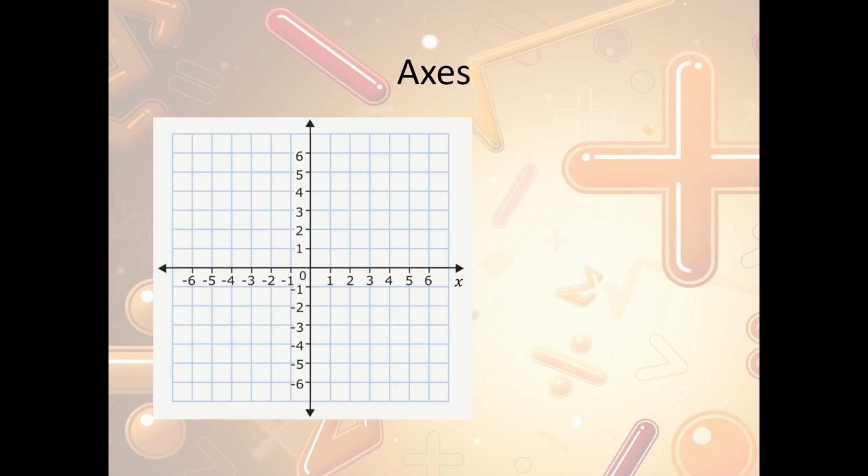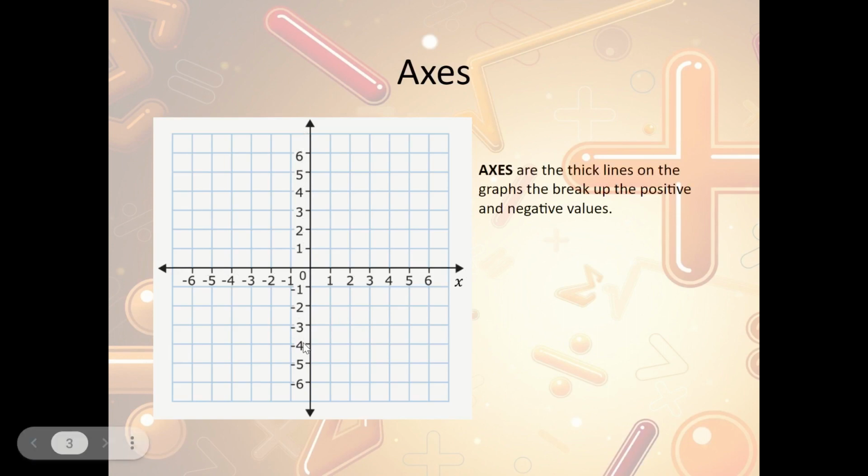Now let's take a look at axes. So within the coordinate plane, we should notice that there's these lines that break up the x and y's. The axes are the thick lines that break up the positive and negative values. So if we look here, we have our x's that go this direction, and we have our positives on this side and our negatives on this side. And they're broken up by this line here that represents the negative y's and the positive y's. So they break up each other and create positives and negatives in each of these boxes.